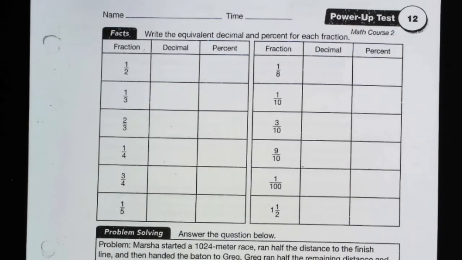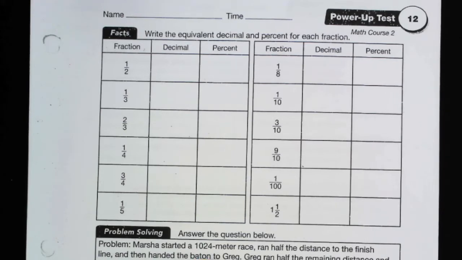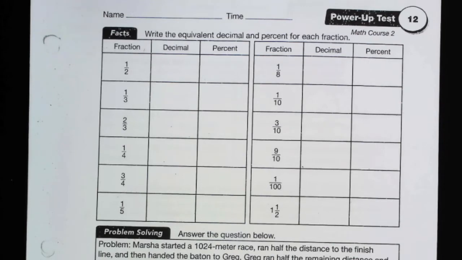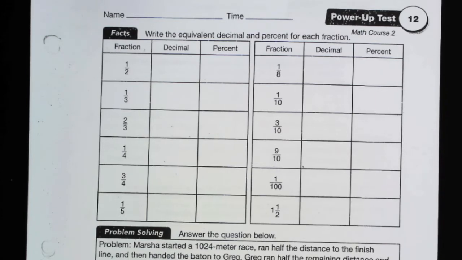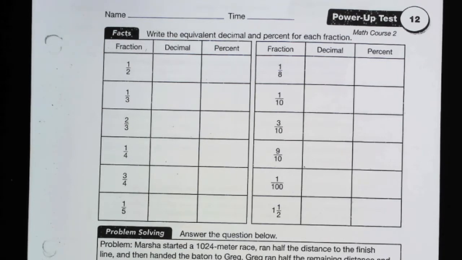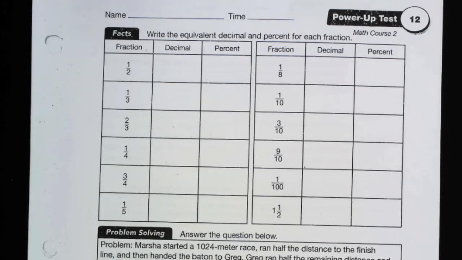Okay, problem solving on the bottom says this. Marcia started a 1,024 meter race. She ran half the distance to the finish line and then handed the baton, that's what you hand off in a track race, to Greg. Greg ran half the remaining distance and handed the baton off to Alice, who ran half of the remaining distance. How far from the finish line did Alice stop?